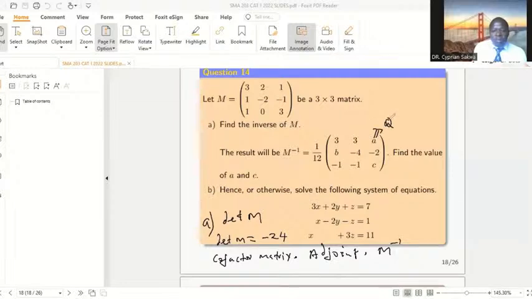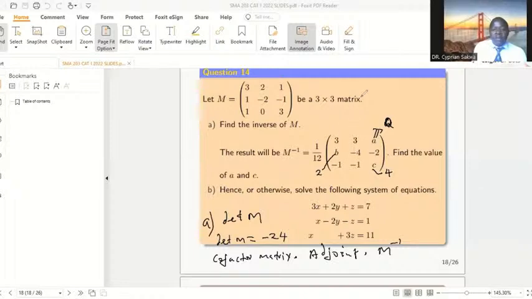And C will be 4. And B will be 2. When you do it, you find out. Of course, you factor out what is common. 1/12 will be common, you factor it out, and then you find B will be 2, A will be 0, and C will be 4. So you have the inverse now.